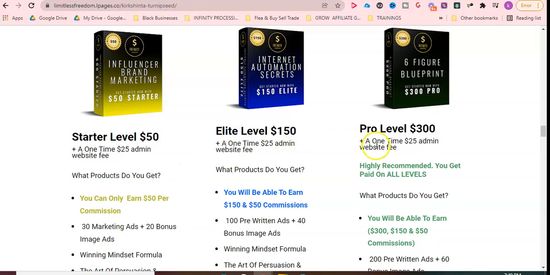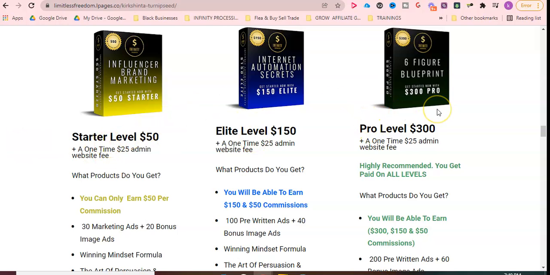Whatever membership package you buy, you can earn at that commission level and any of the packages underneath. Meaning that if someone comes and buys one of these packages, if you're at the highest level, you can earn this package. If they purchase the elite, you can earn 150. And if they purchase the starter, you can earn 50. If you started here, you can only earn $50 commissions. If you started here, you can only earn 150 and $50 commissions.